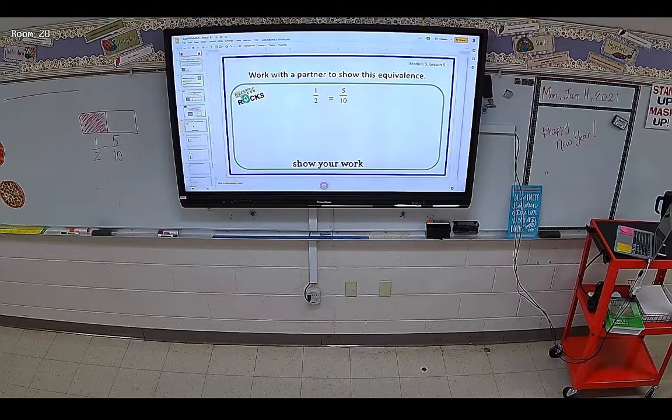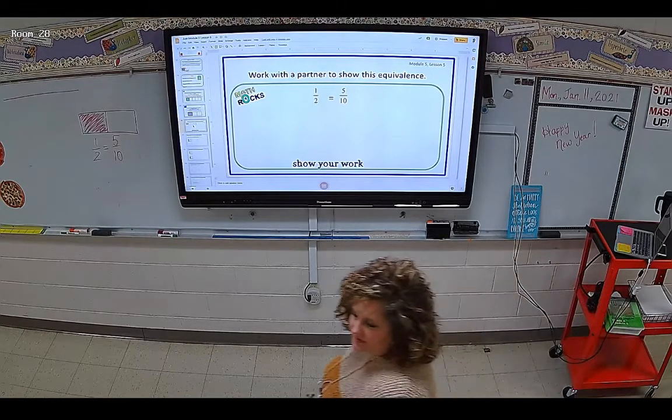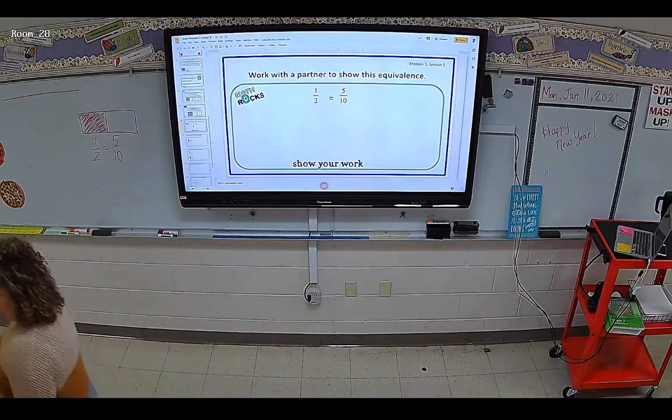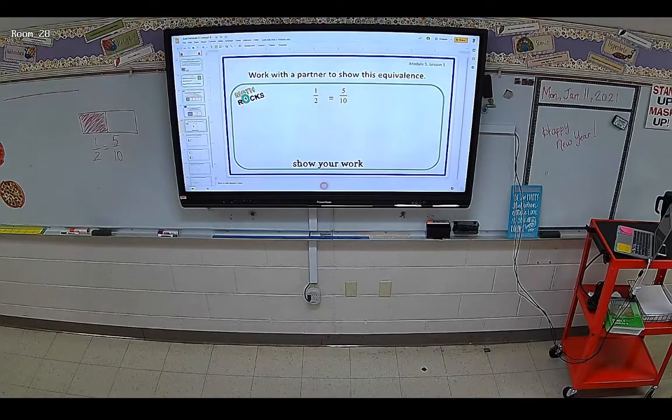Making sure. How many lines do you go this way to make it show 5 tenths? Or maybe you want to finish and then compare it with somebody near you. See if they did the same thing you did.